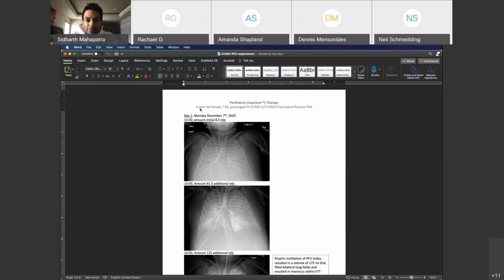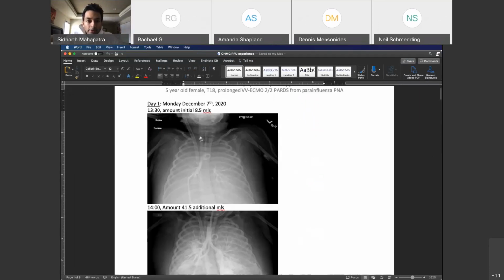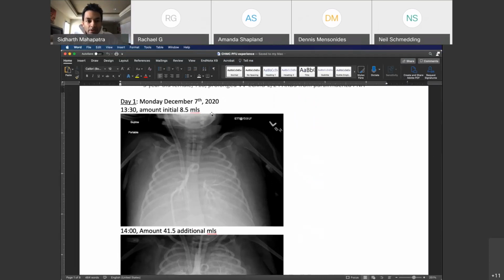So our 5-year-old female, trisomy 18, prolonged VV ECMO. She was going on for, no, this was probably week 5, secondary to PARDS from parainfluenza pneumonia. So on day 1, which was Monday, December 7th, we started at 1:30 after having done a bronch, after reassuring ourselves that everything was fine and there was no more clear bleeding.